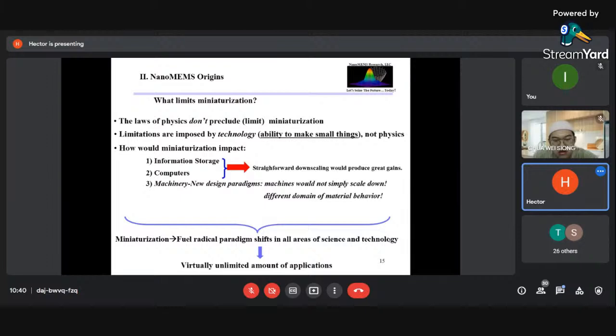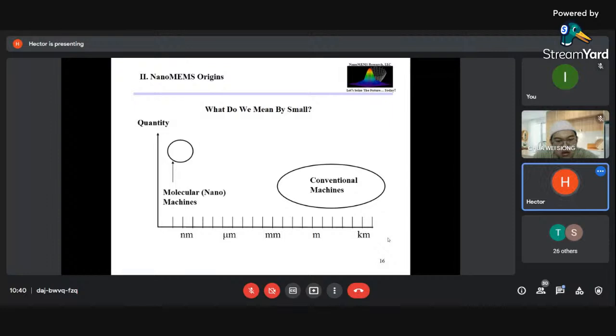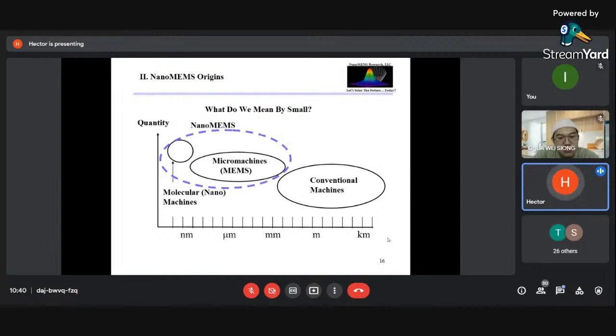Now, what do we mean by small? An examination of the machines in operation finds that on the one hand, we have conventional machines occupying dimensions from millimeters to kilometers. On the other hand, we have molecular machines or biological machines synthesized by chemists in the area of around nanometers. In between, there was a big gap. The combination of these two, machines at the nanoscale and machines in the area of around microns, gives rise to NanoMEMS.